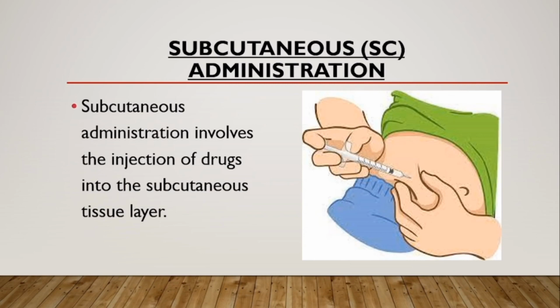After intramuscular route, we have subcutaneous route of drug administration, and this route involves the injection of drug directly into the subcutaneous tissue layer. Here you can see that the injection is given directly into the subcutaneous layer of the skin. The main advantage of this route of drug administration is that the patient can himself give the injection, and the most important drug which we can give through this route is insulin, which is used for the treatment of diabetes mellitus.